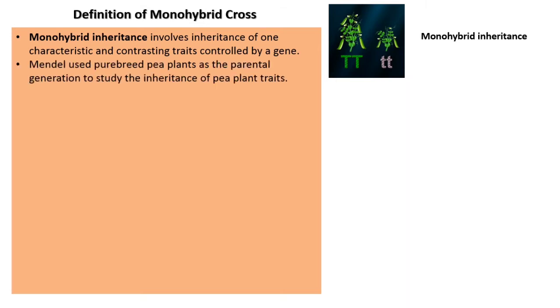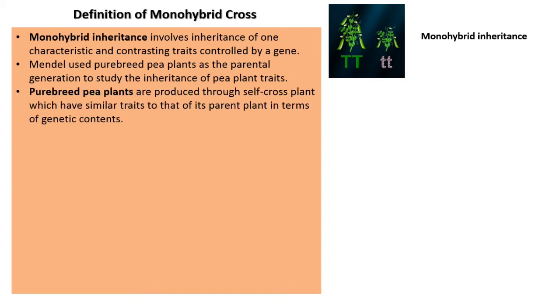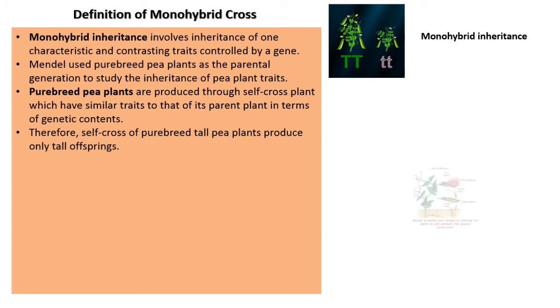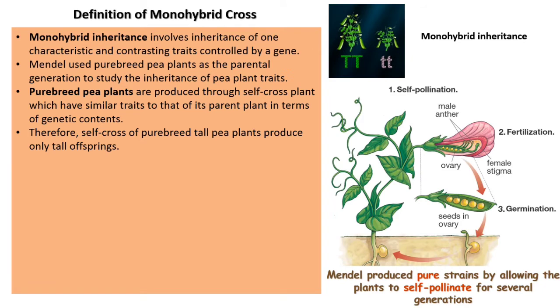Mendel used purebreed plants as the parental generation to study the inheritance of pea plant traits. So Mendel started with purebreed plants. How Mendel produced purebreed pea plants is through the self-cross of a plant, which has similar traits to that of its parent plant in terms of genetic content. Therefore, self-cross of purebreed tall plants produces only tall offsprings. So this is how Mendel produced pure strain by allowing the plants to self-pollinate for several generations.